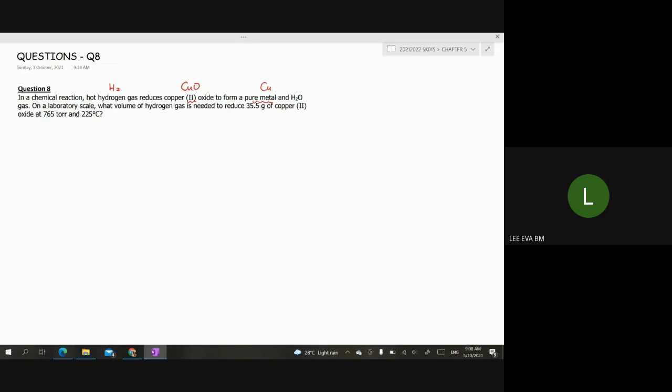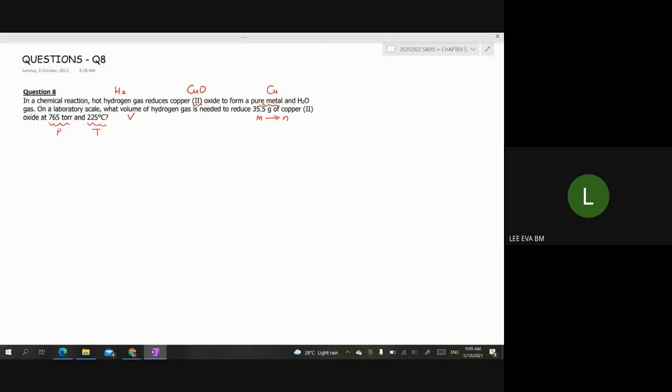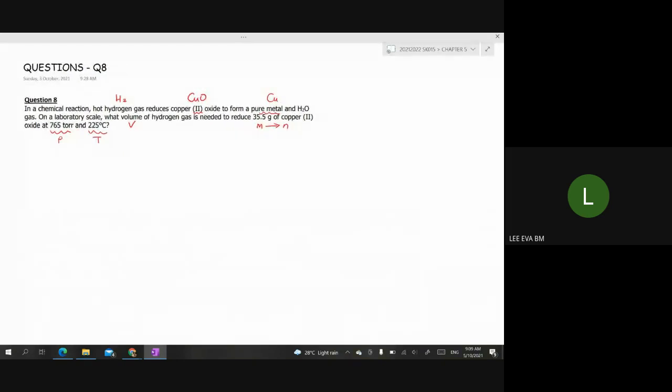So on a laboratory scale, what volume of the hydrogen gas is needed? So we want a volume. Okay, to reduce 35.5 mass of copper 2 oxide. So this one is the mass and we can find the number of mole. Boleh catat lah mass. Kalau dia bagi mass, kita boleh cari number of mole. So the pressure given over here is in unit torr, and the temperature also we need to convert the unit. Okay, so for this question, first of all, you need to look at the overall balanced equation. Kena keluarkan equation sebab dia adalah salah satu reaction. Okay, it's one of the reaction.